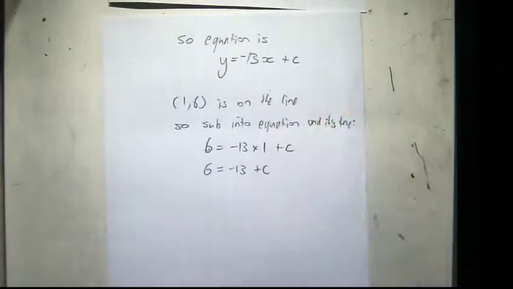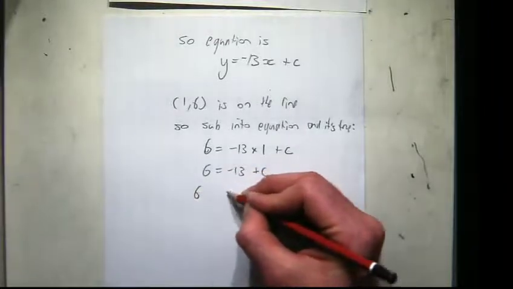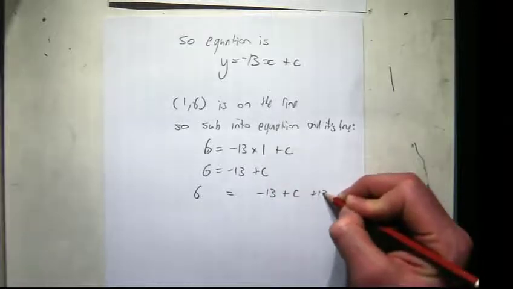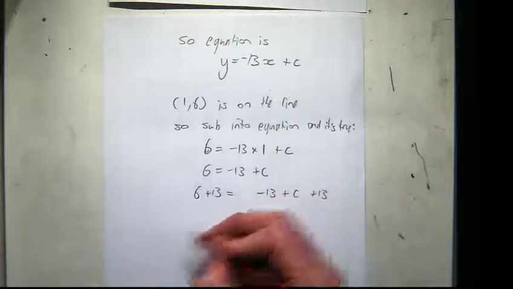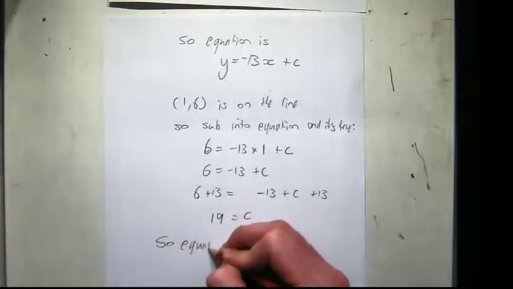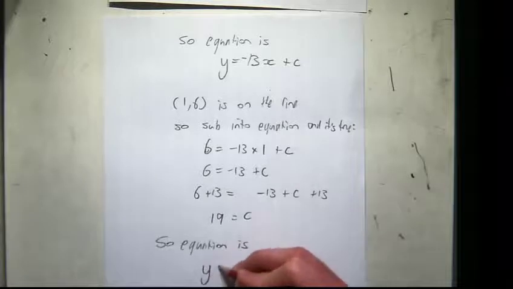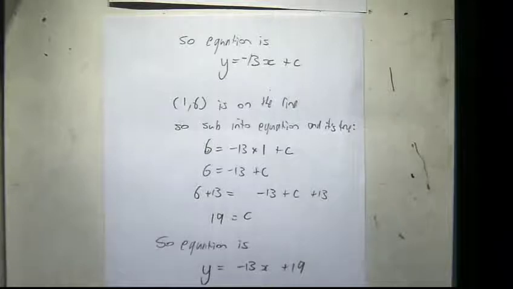Now let's analyse this. We've got a c with plus minus 13, so really we've subtracted the 13. If we add 13 to both sides, it'll make it go away. That's the full working. So minus 13 plus 13 is 0, and 6 plus 13 is 19. And so the c is really 19, so the equation is y equals minus 13x plus 19. Remember, the goal was not to get a number. The goal was to get an equation, which I have.